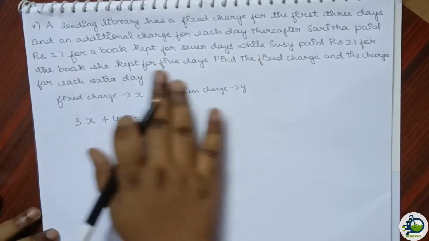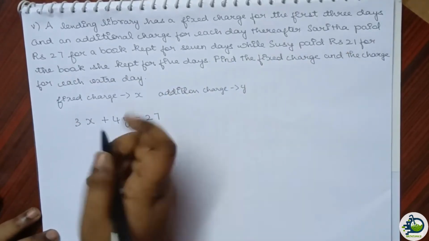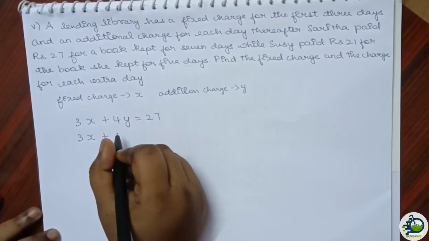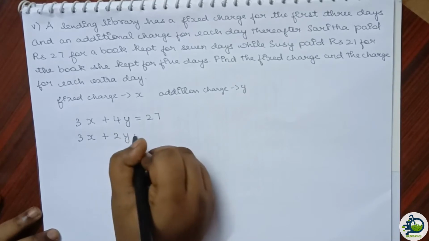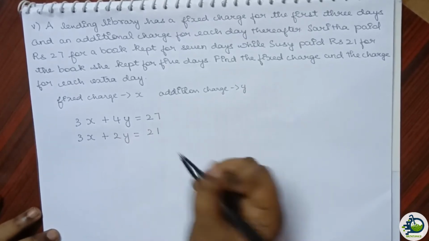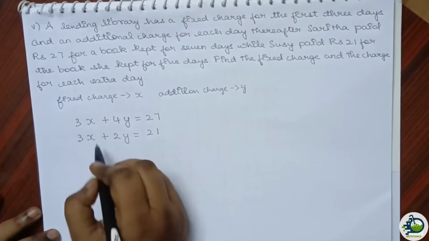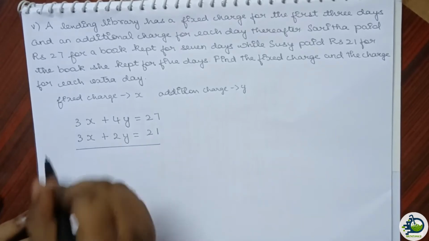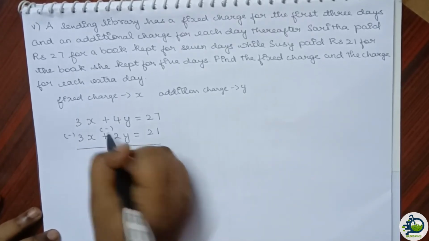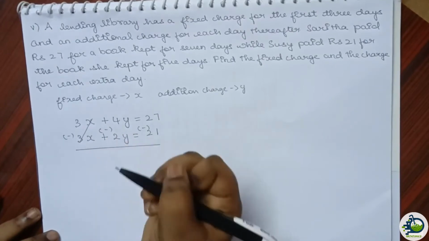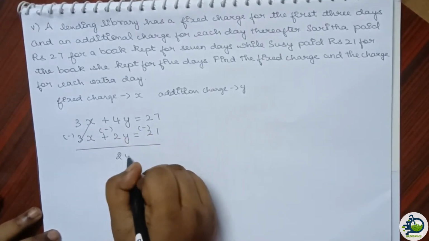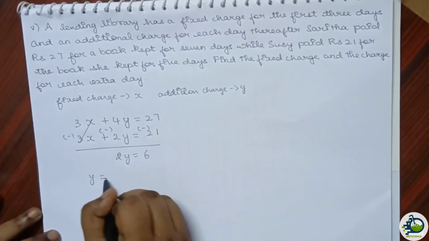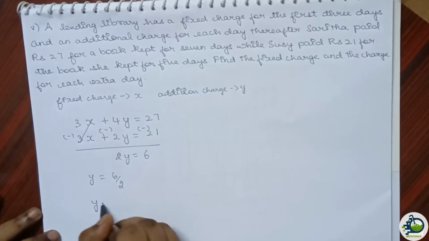Similarly, Susie for 5 days she had paid 21. So for the first 3 some fixed charge, and for the rest 2 days some additional charge, and she had paid 21 rupees. Now since we have 3x and 3x, the same coefficient, we are going to directly subtract both these equations. So 3x gets cancelled. 4 minus 2 is 2y, which is equal to 27 minus 21, which is 6. So y is equal to 6 by 2. Therefore y is equal to 3.